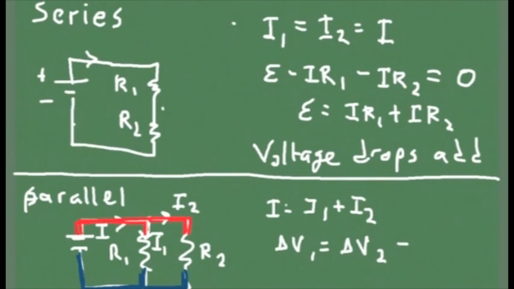And if you were moving, following the direction of the current, as you move through those resistors, then the potential drop, which goes with the minus sign, will be equal to the potential gain as you go through the battery, just from conservation of energy.